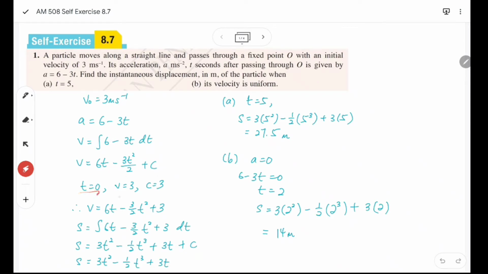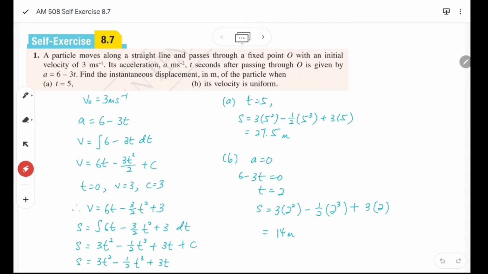Then when t equals 0, our initial velocity equals 3. Therefore, 3 equals 0 minus 0 plus c. So c equals 3. So the full function of velocity will be v equals 6t minus 3 over 2 t squared plus 3. And we need to find the displacement function. Therefore, we integrate the function of velocity again with respect to t. So we get 3t squared minus 1 over 2 t cubed plus 3t plus c.